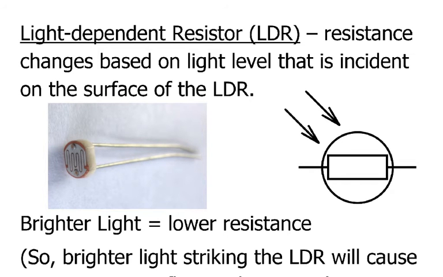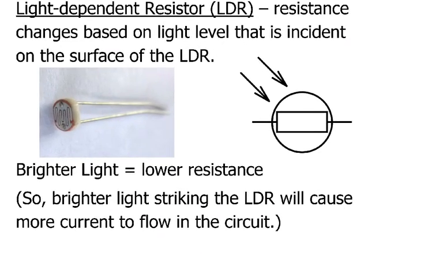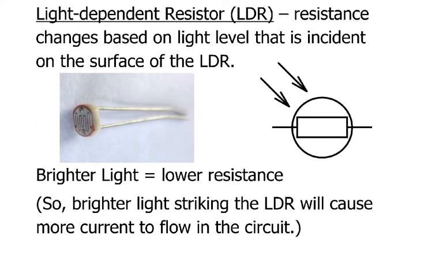So the LDR, light-dependent resistor, changes its resistance based on light levels. So it's very similar to the thermistor in that sense, except it responds to light, not temperature. So the light-dependent resistor changes its resistance based on light levels that are incident upon the surface of the LDR. So here's the surface. You see these little squiggly lines. That relates to the functioning of the LDR. And that part is the part that has to be exposed to whatever light source it is that we want it to react to.